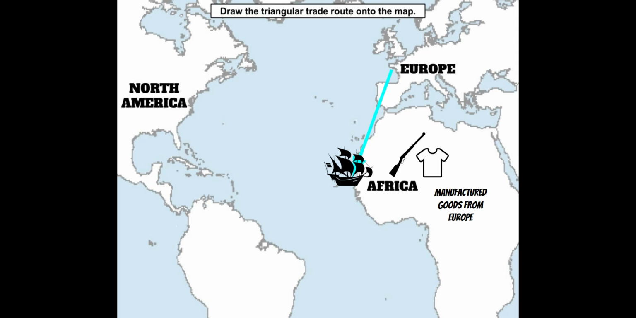Now, when they got to Africa, they would trade with the Africans for people. This is where the slave trade begins, because Europeans realized very quickly that the Africans who lived on the west coast of Africa already practiced slavery. They took other African tribes as slaves, and they were willing to trade these human beings for trade goods from Europe. So on the ships from Africa, the Africans would trade other Africans to the Europeans, and then the second leg of the triangular trade would start.